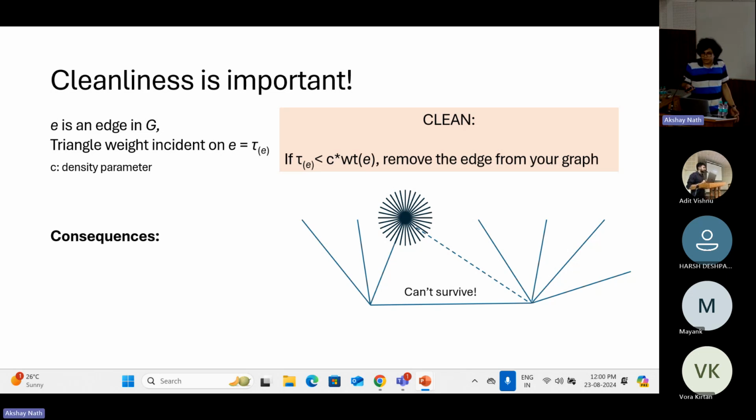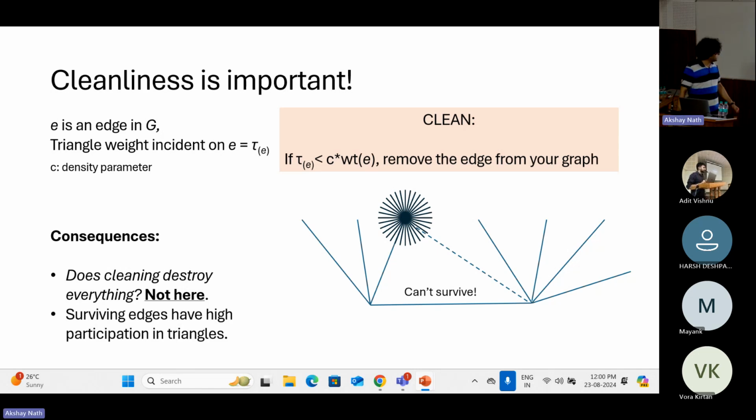Question: is there at all something in your graph? We can show that if we have tau equal to 1, then cleaning will not destroy everything. There'll still be a lot of stuff left in your graph after cleaning. What it does actually enforce is that surviving edges have high participation in triangles. I like to think of this as a kind of sparsification procedure that takes this global tau condition and translates it into a stronger local condition.